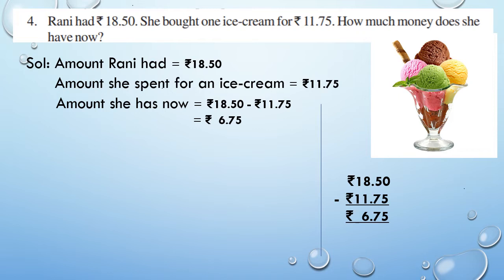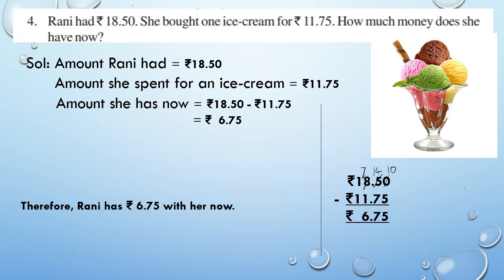How do we get that, children? 0 minus 5 we cannot do, so we need to borrow from 5. So it's 4, and this becomes 10. 10 minus 5 is 5. 4, we cannot take 7 from 4. So 7 here and 14 here. So 14 minus 7 is 7. 7 minus 1 is 6. So 6 rupees 75 paise is the amount Rani has with her now. I hope you understood the fourth question, children.